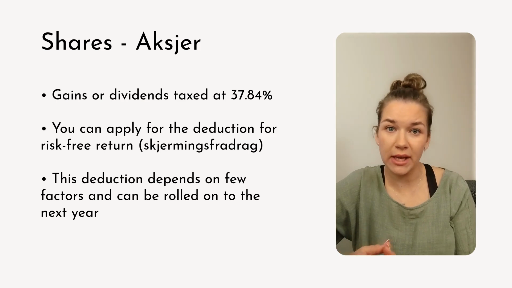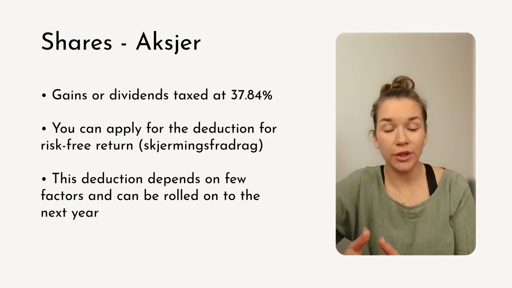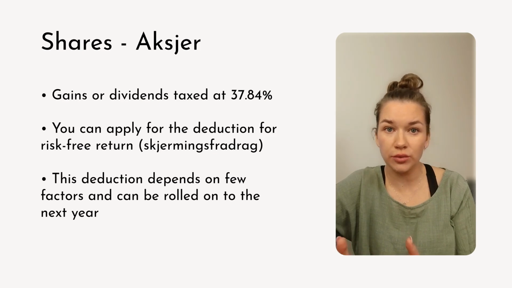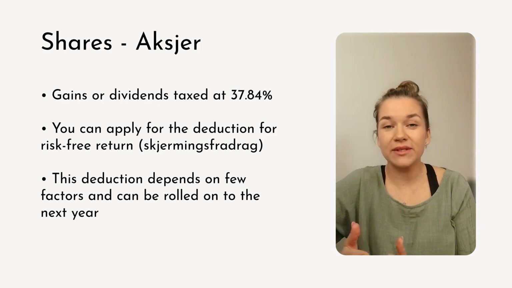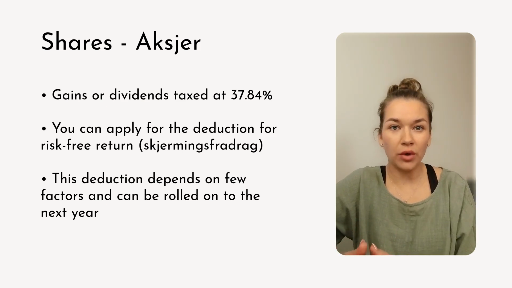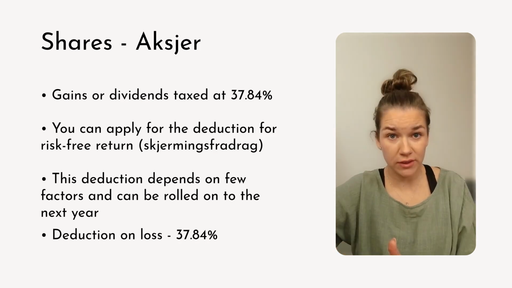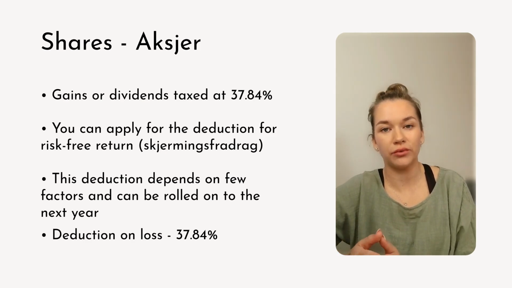This deduction varies and is based on a few factors, like when you bought your shares, if you sold them, the value, and if you already used this deduction in previous years. The link for the calculator is in the description. It's very straightforward and easy to calculate. If you didn't use this deduction before, or if the gains were less than the amount of the deduction, then it will roll on to the next year and add up to the next deduction. So you will get a bigger amount deducted from the taxes. If you sold your shares at a loss, you can claim a deduction of 37.84% for the amount of lost money.